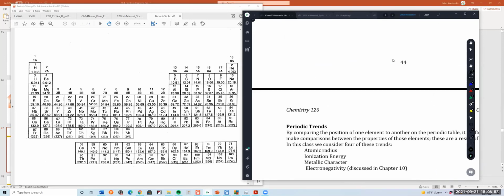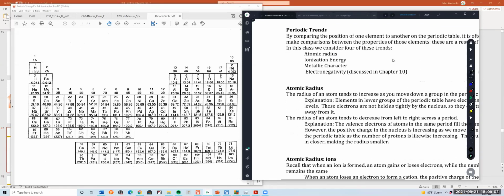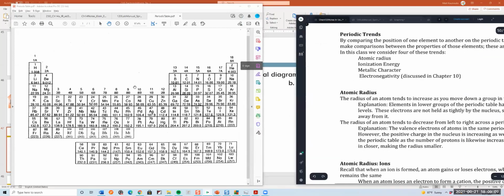I will talk on Thursday about the next concept, which is periodic trends. Periodic trends is basically being able to look at the periodic table and say, there's a certain property, like how big an atom is, its radius. And we will see that the radius of an atom generally gets bigger as you move from the top of the periodic table to the bottom. On the other hand, as you move from the left to the right, an atom generally gets smaller.